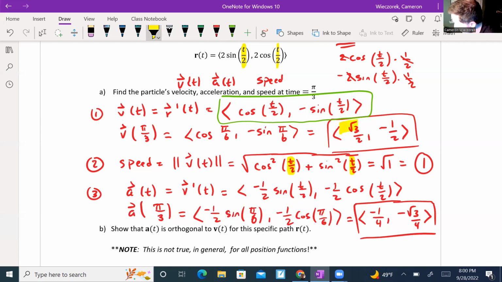Okay, so here's our 3 pieces. This is our velocity at pi over 3. This is our speed at pi over 3, but actually it's our speed no matter what time we're given. The speed is a constant 1. The acceleration at that time is negative 1/4, negative root 3 over 4.